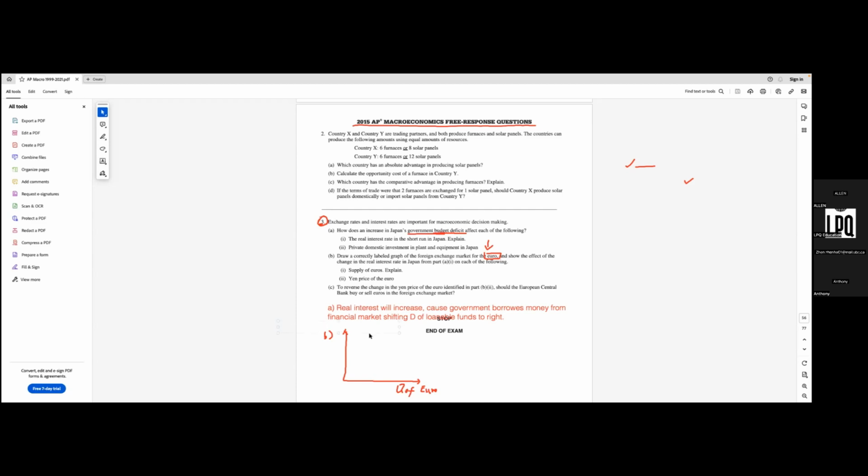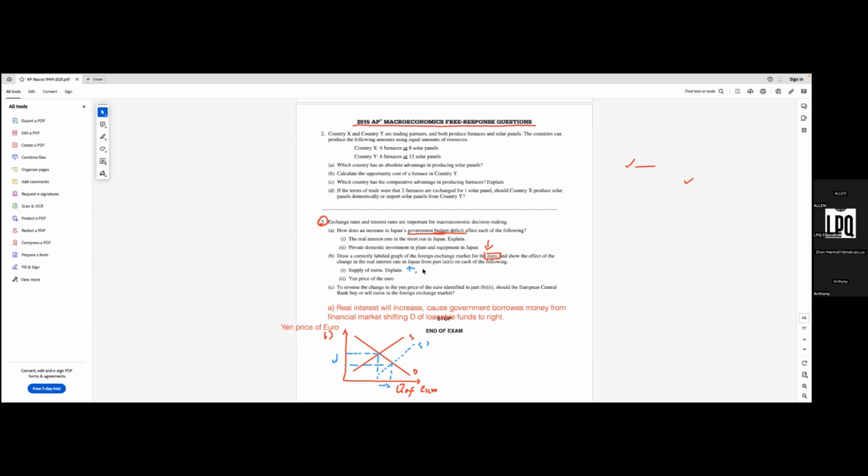Then you label the vertical axis, yen price of the euro, and draw the supply curve and the demand curve. So the supply of euros will increase because the European investors now want to deposit their money into the Japanese financial market, because the interest rate in the Japanese market is higher. So we shift the supply curve to the right.